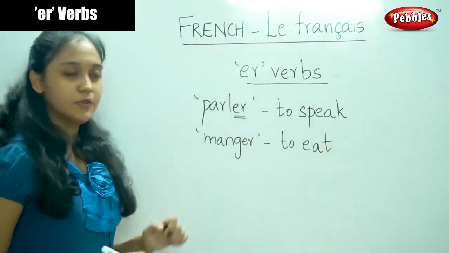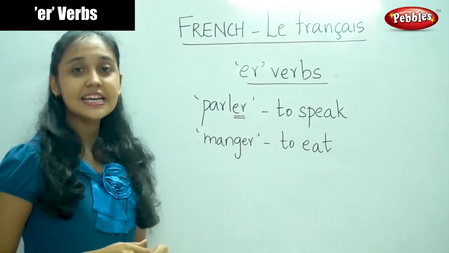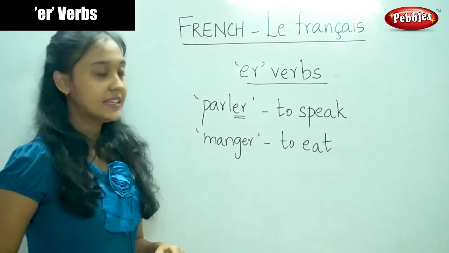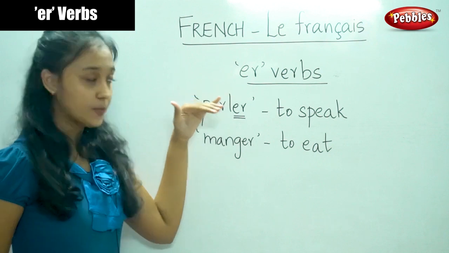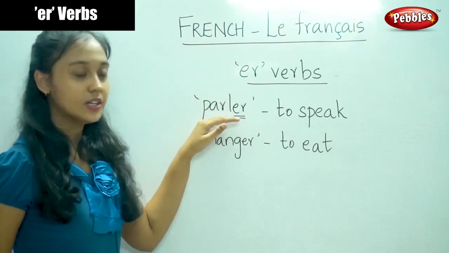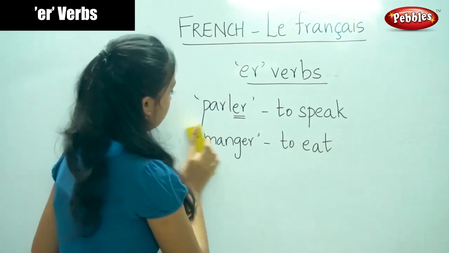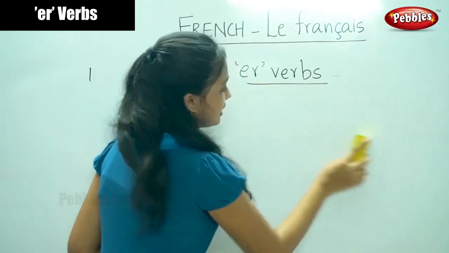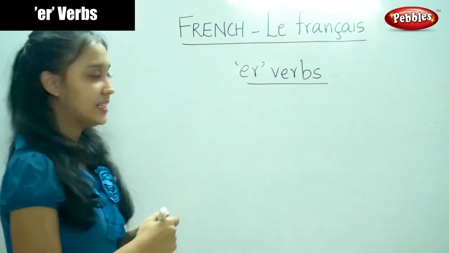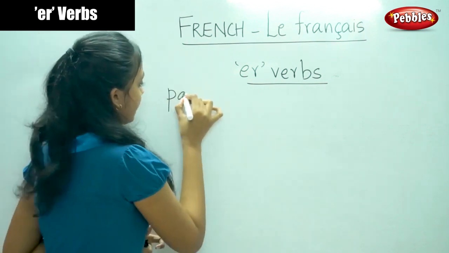So these are just some of the verbs. Now let us see how to conjugate these verbs. That is, for each subject pronoun, we have a different way in which we write the verb. So shall we see? Let us take the example of the first word that I told you. Parler.